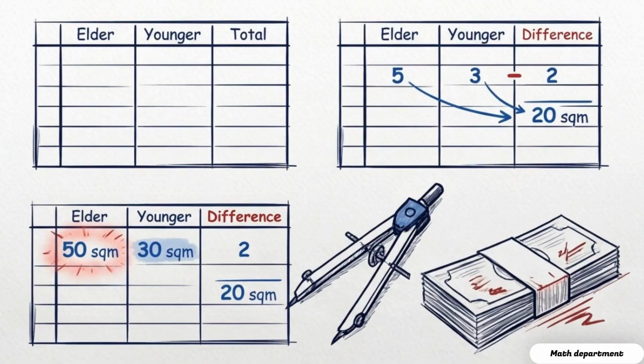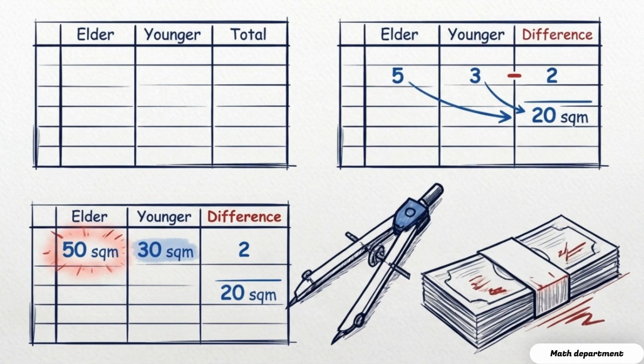If a total isn't provided, the problem may state that one share exceeds another. For land divided in a 3-to-5 ratio, where the elder sibling's share is 20 square meters larger, we must adjust our table. The word exceeds indicates we are working with a difference. We subtract the ratio parts, 5 minus 3, to get a ratio difference of 2, and then place the actual 20 square meter difference directly beneath it.